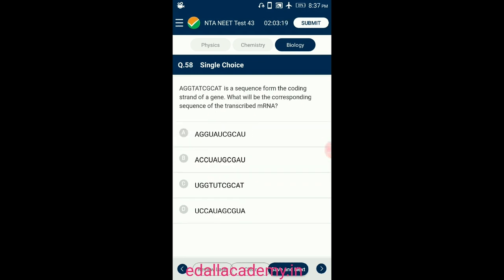Question number 58. AGGTATCGCAT is a sequence from the coding strand of a gene. What will be the corresponding sequence of the transcribed mRNA? The coding strand is the strand of the structural gene that is not transcribed, and the sequence of mRNA is the same as the coding strand, except uracil is present in place of thymine. So the answer for this question is option A.